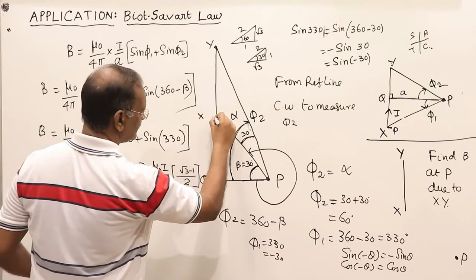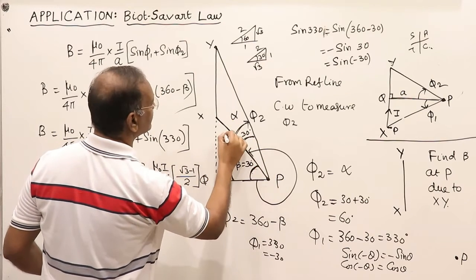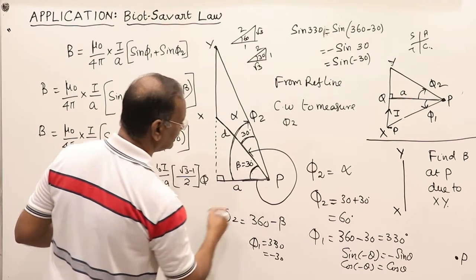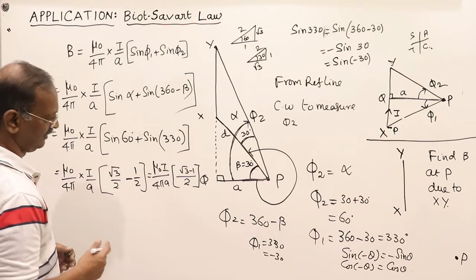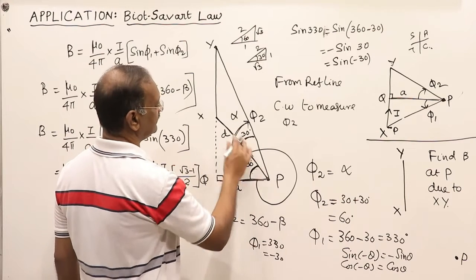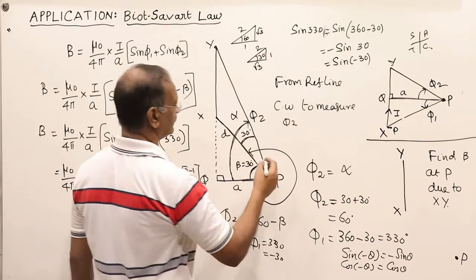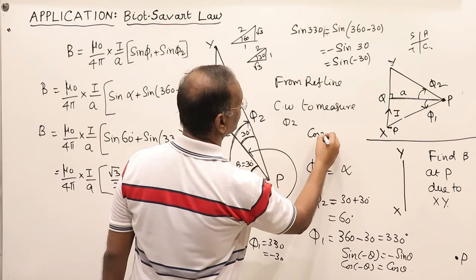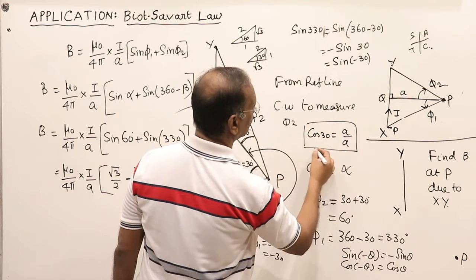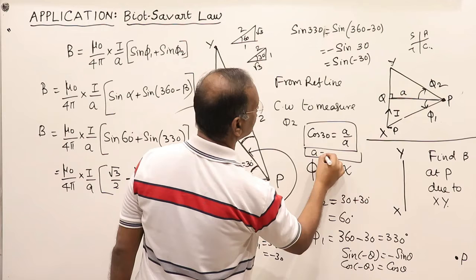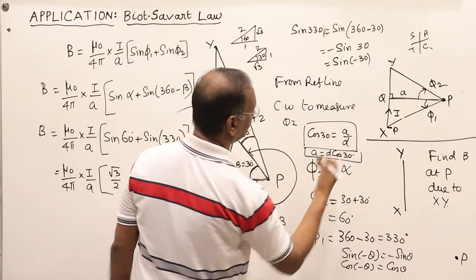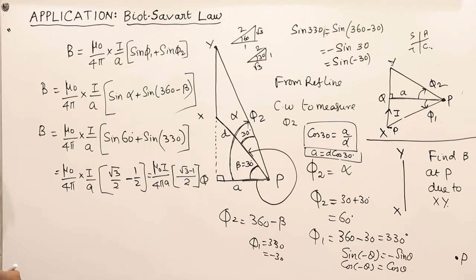And if this distance is D, and we want to know the perpendicular distance, that is A. What is the value of A? We will go for this is D and this is A. This and this is given. It means we can go for cos. Cos of 30 is equal to A by D, or A is equal to D cos 30 degree.